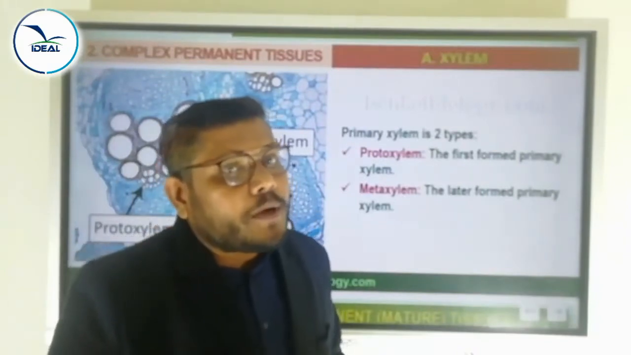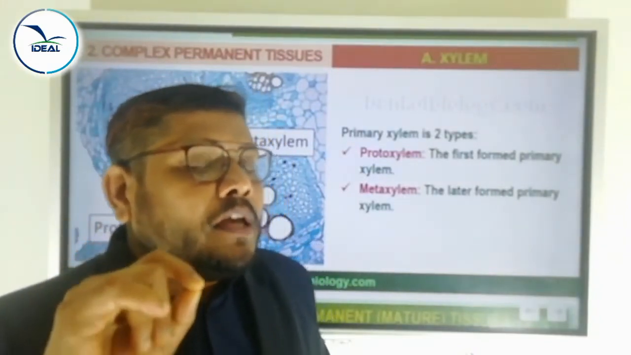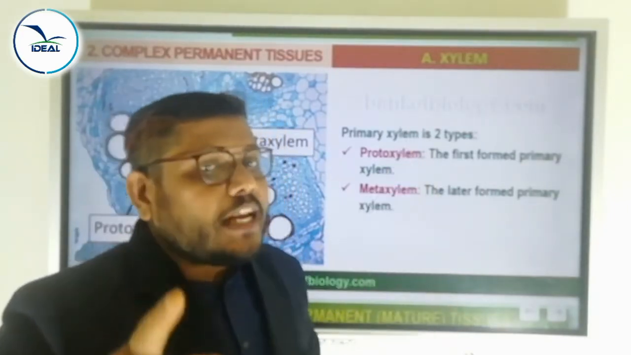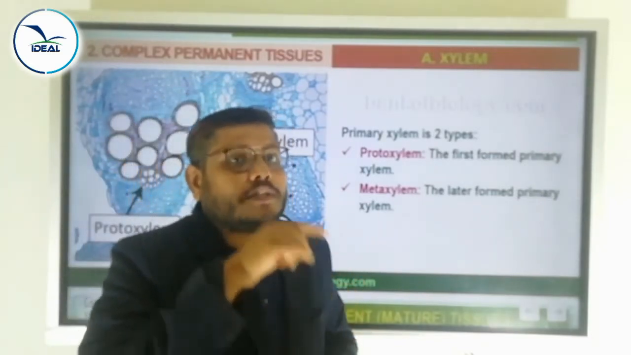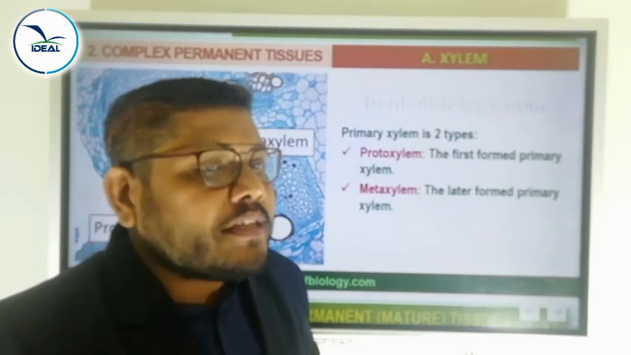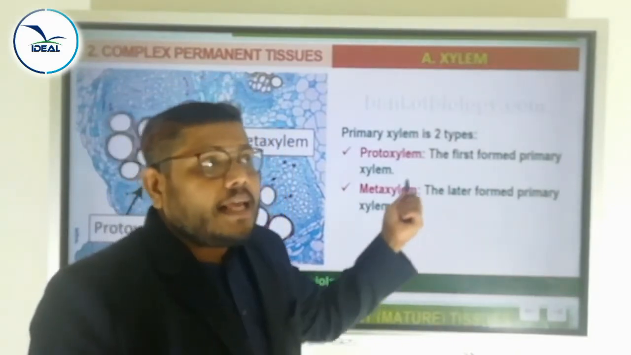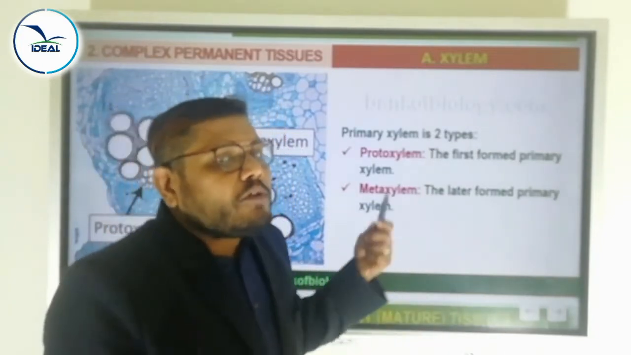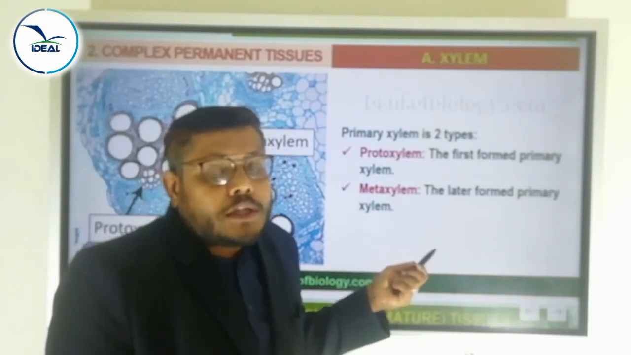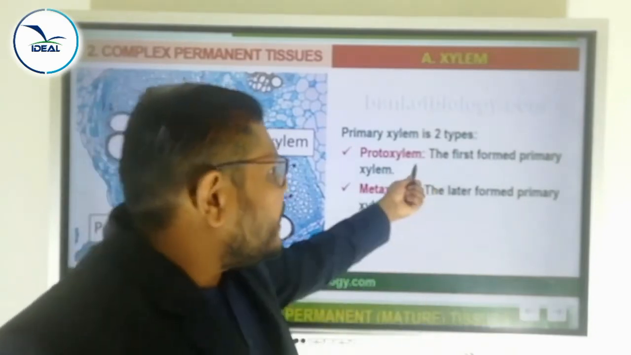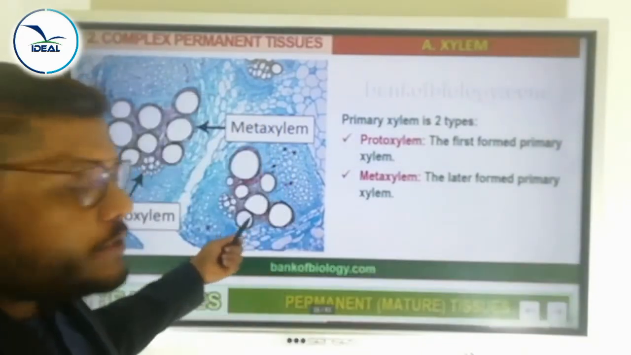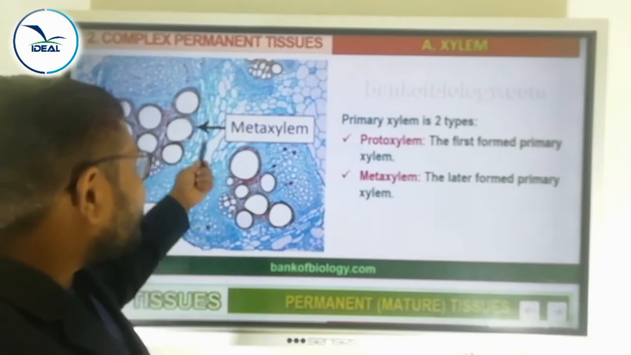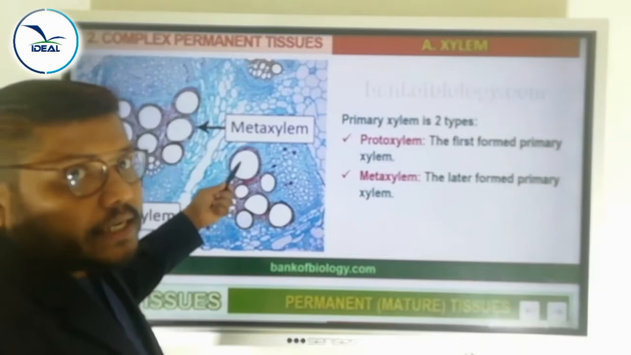Protoxylem means the first formed primary xylem, which bears narrow vessels. Another one is called metaxylem, the later formed primary xylem. What is the later formed primary xylem? It bears or produces large vessels. Here narrow vessels, here large vessels. Look at this picture. Here this small round structure is called protoxylem, the first formed xylem, and this bigger sized structure is called metaxylem.